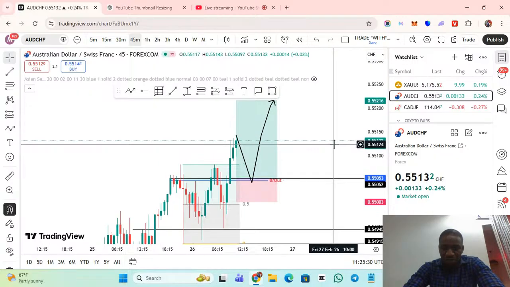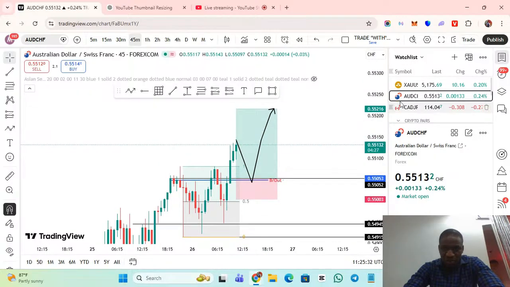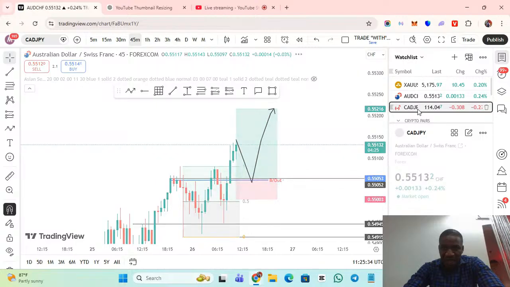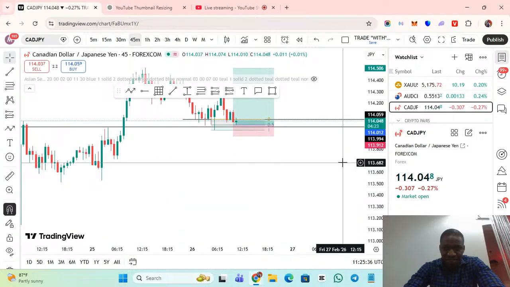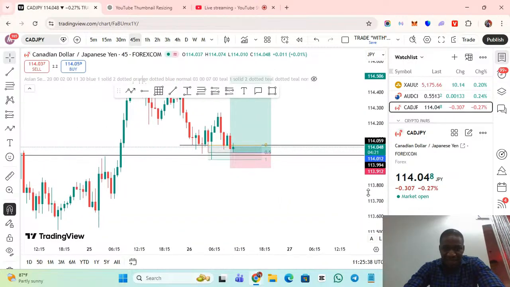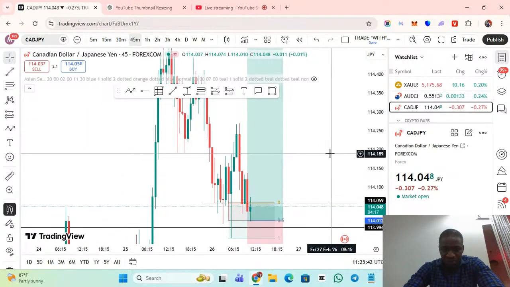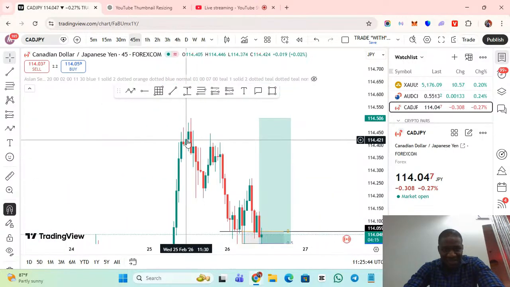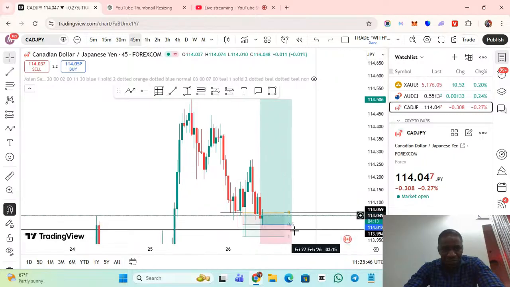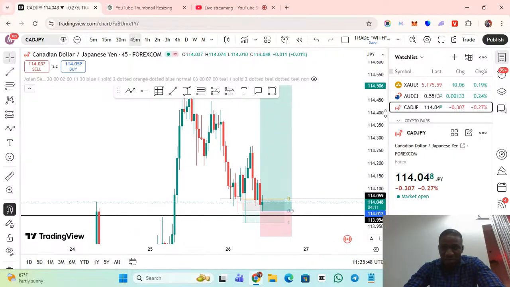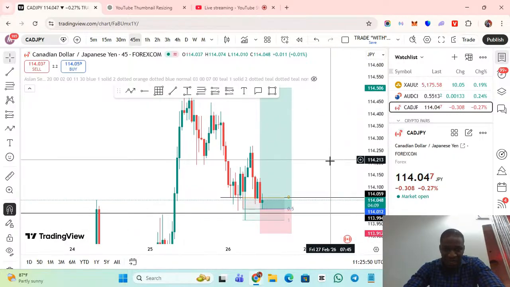I'm going to see what happens in the New York session, but so far so good. I'm already in this one. This is a CAD JPY buy, and I'm already in this one as well. You can see: direction first, targets second, entry model last. I'm going to show you guys how I took this trade.